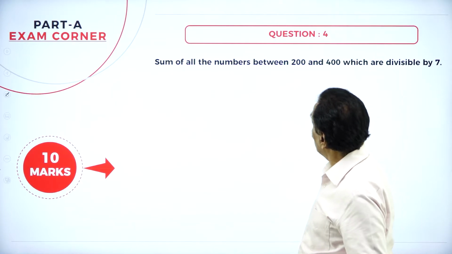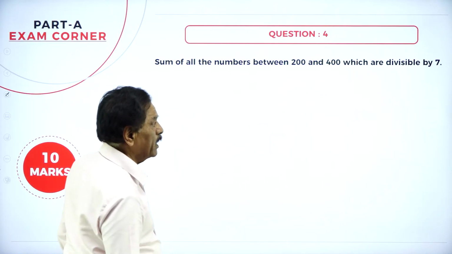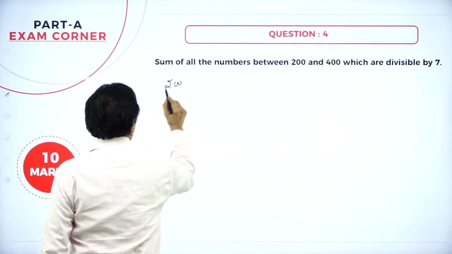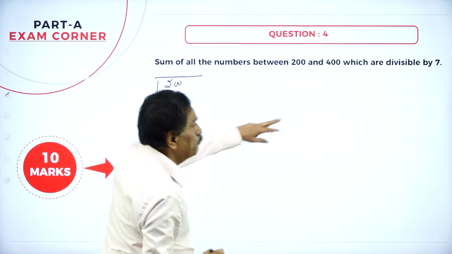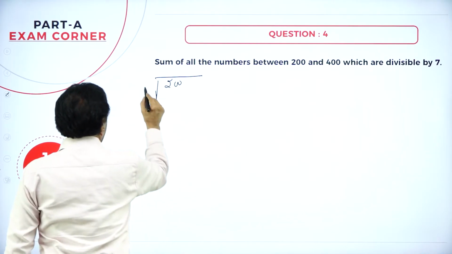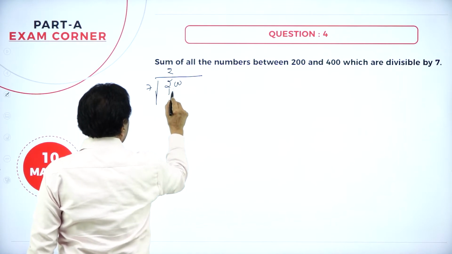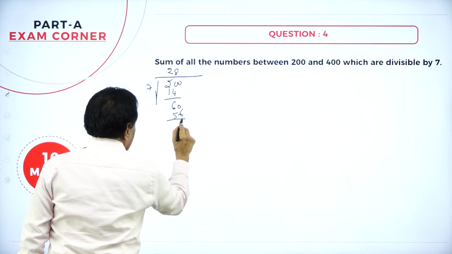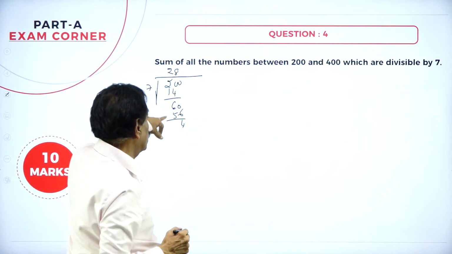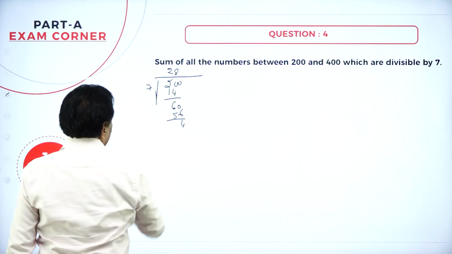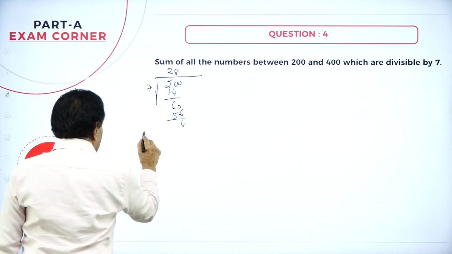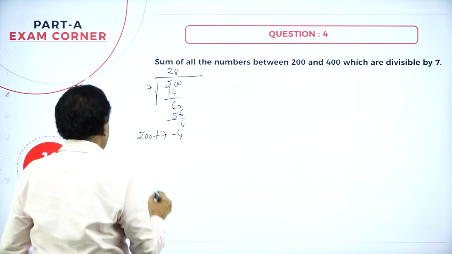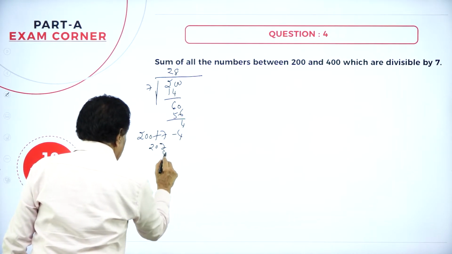Now, we'll move on. Sum of all the numbers between 200 and 400 divisible by 9. So, we'll go like this. 200, which is the first number, you have to see that. 200 cannot be divided by 7. So, we'll go like this. 7 2s are 14. 7 8s are 56. How much left over? 7 2s are 14, 4 left over. So, the first number is 200 plus 7 minus 4, 207 minus 4.